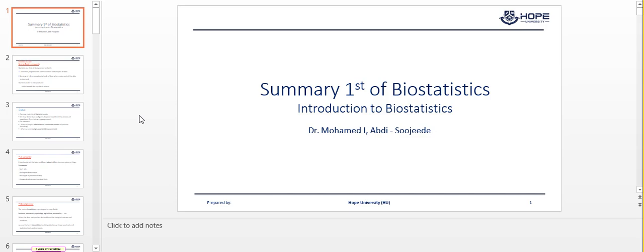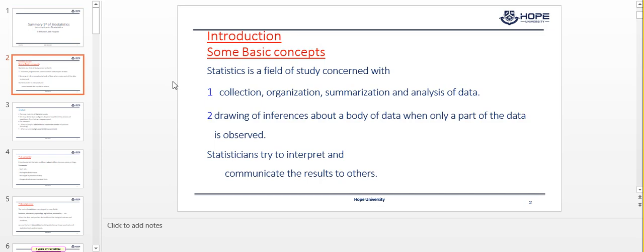First of all, we should start with the introduction. What is biostatistics? What is statistics in a general way? Statistics is a field mostly concerned with the collection, organizing, summarizing, and analyzing of data. So mostly the issue we discuss in statistics is data, and how we could manage our data in an understandable way.